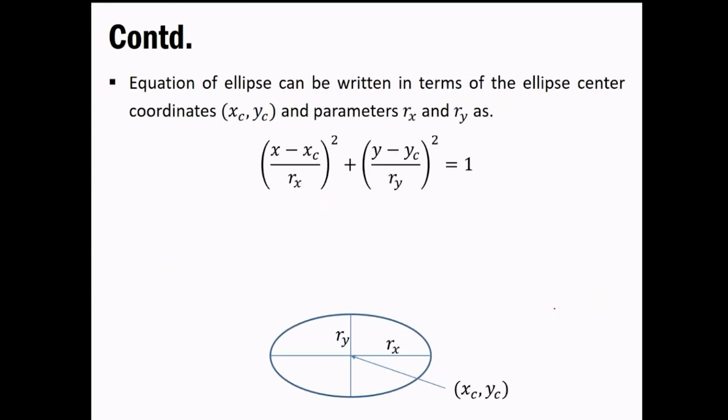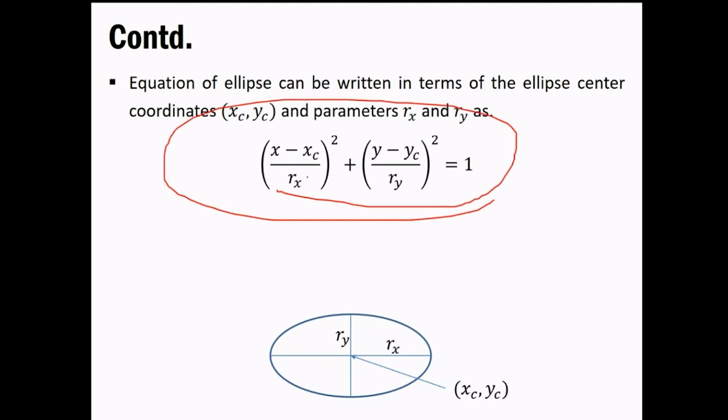So now what it says is, the equation of an ellipse can be written in terms of the ellipse center coordinate, that is xc, yc, and the parameters rx, ry. Okay, radius with respect to x as well as ry with respect to y. So if we consider all of this in an ellipse, we'll be left with one equation, that is (x minus xc upon rx) whole square plus (y minus yc upon ry) whole square equal to 1. So you'll be having this equation in the case of an ellipse.